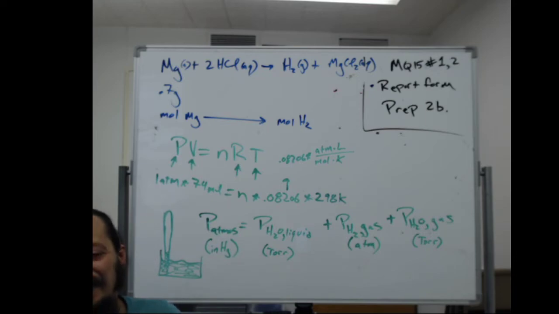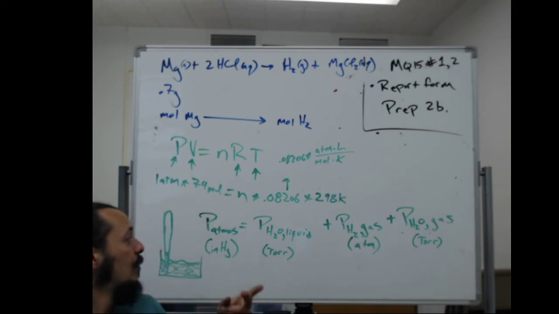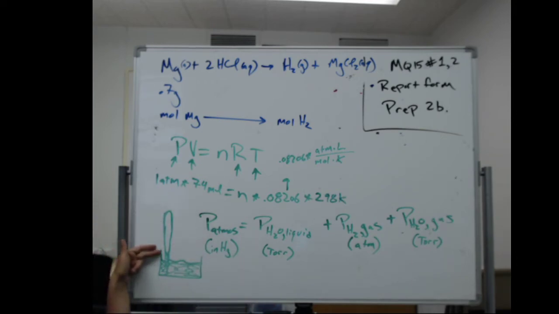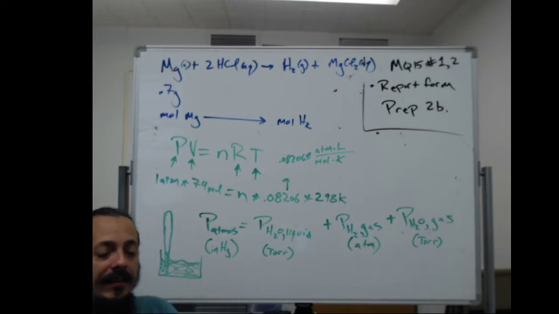But you can get over 100% yield. It just means you've got contamination or something that's providing additional pressure or something that's there that you're counting as product that's not actually product.